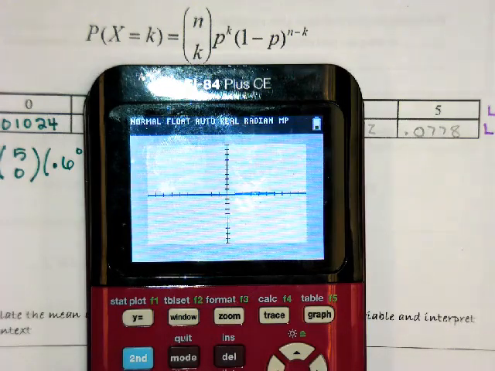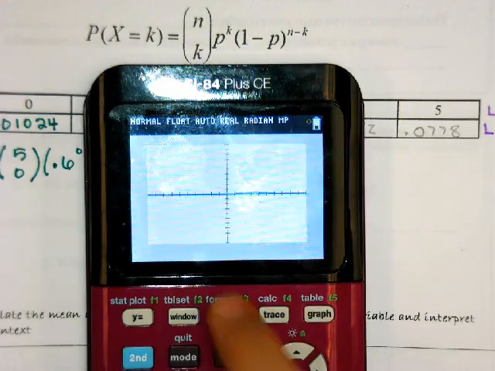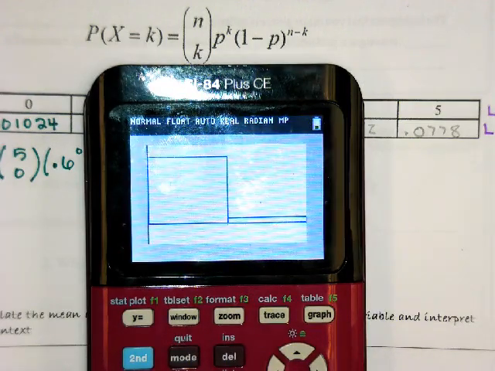All right, so when I hit graph, I can't see much. What did we do? Zoom 9. Except Zoom 9 didn't do us any good either. You click it again, it's not going to do anything else. We're doing a histogram.